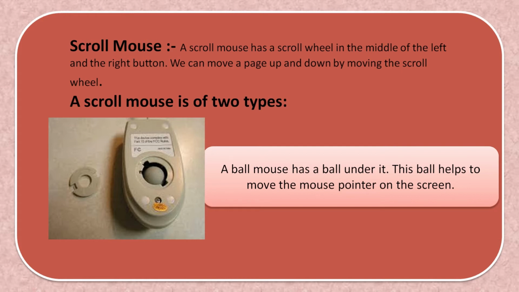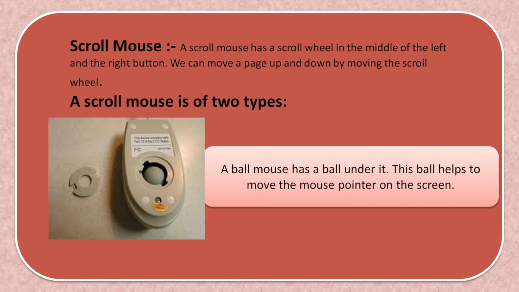Now this is a scroll mouse. A scroll mouse has a scroll wheel in the middle of the left and the right button. We can move a page up and down by moving the scroll wheel.